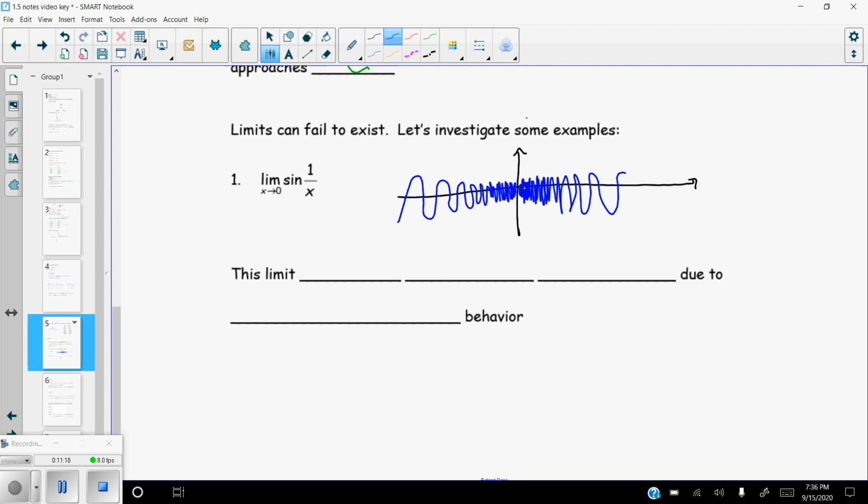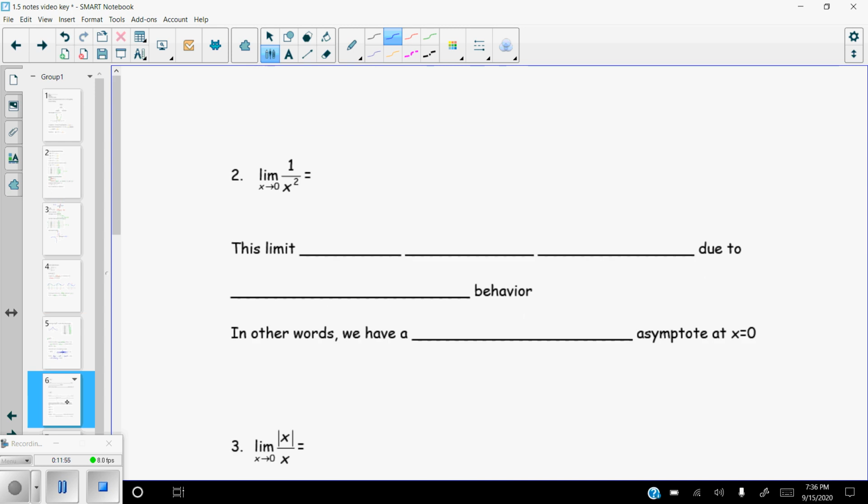But what we say here is that the limit does not exist due to oscillating behavior, meaning it does not approach a single y value. It's going to keep bouncing up and down on both the left and the right side of 0 as it approaches 0. Okay, a very interesting function. That is one way that a limit can fail to exist. Okay, there are other ways, and these will be slightly more useful because we don't see the oscillating one a lot. It'll come back a couple of times, but it's not frequent.